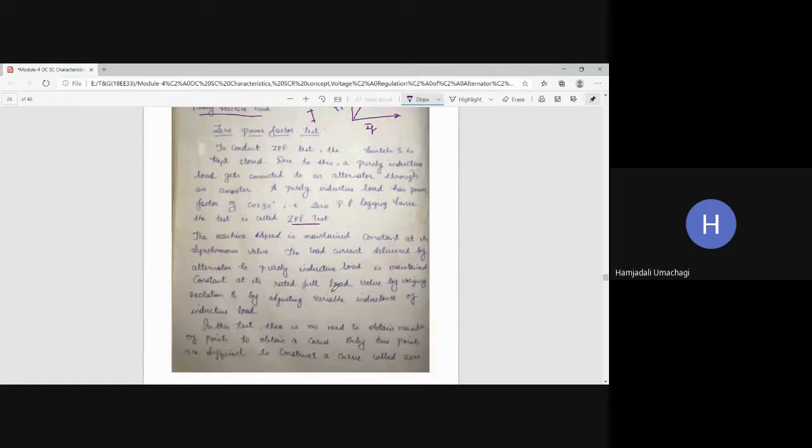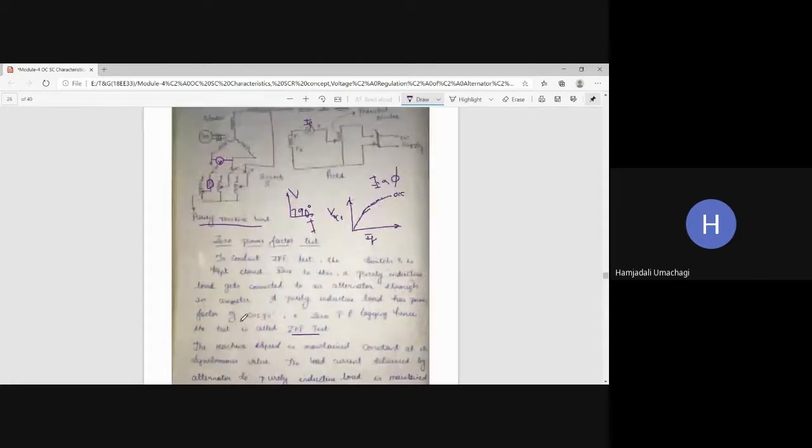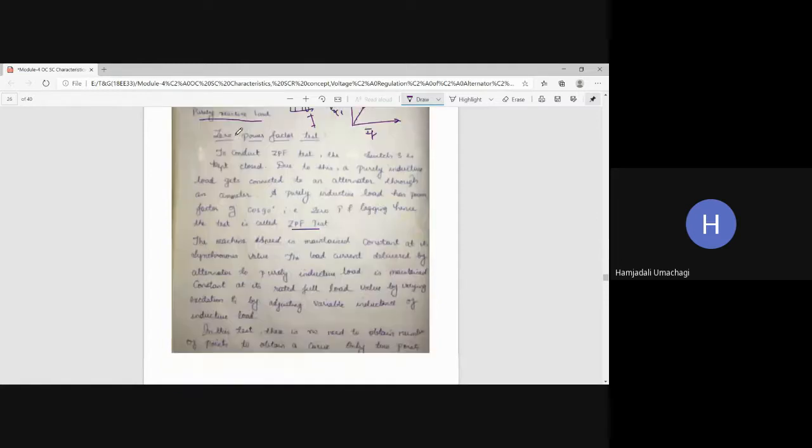Okay, it is maintained constant at its rated full load value, because it is a short circuit test, so always you should maintain rated full load current value by varying the excitation and by adjusting the variable inductance of the inductive load. So here, by adjusting the field excitation as well as the purely inductive load, we should maintain rated full load current to the alternator whenever we conduct the ZPF test by closing this switch and by maintaining the speed of the alternator constant. Okay.